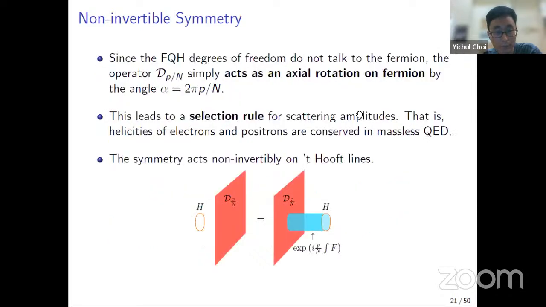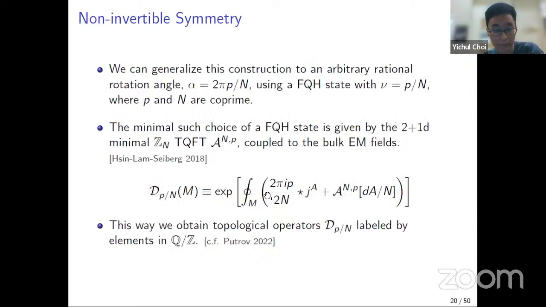Okay, so we have defined this D_{p/n} operator for any arbitrary rational rotation angle, by which I mean the rotation angle is a rational number times 2 pi.